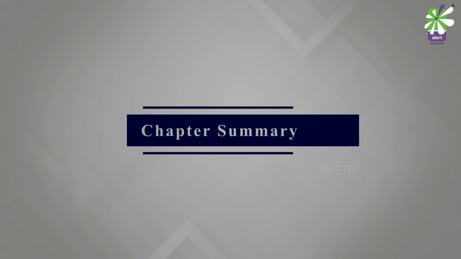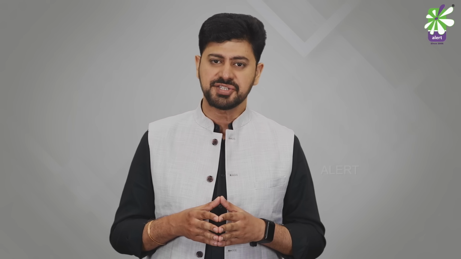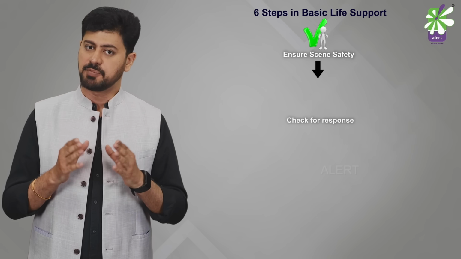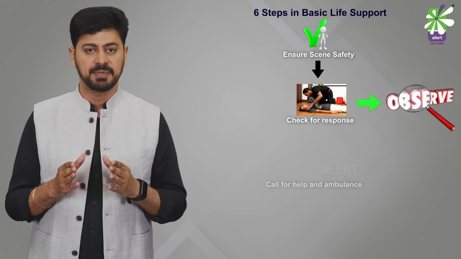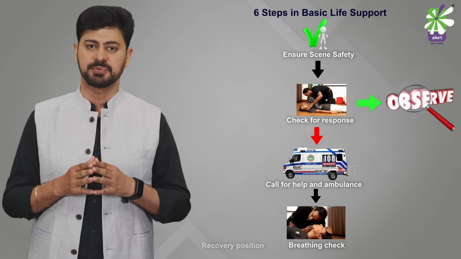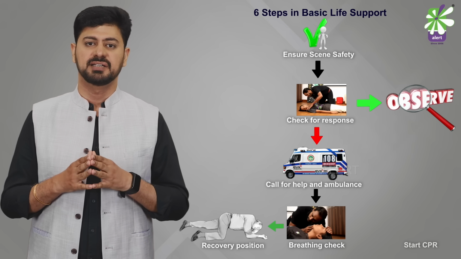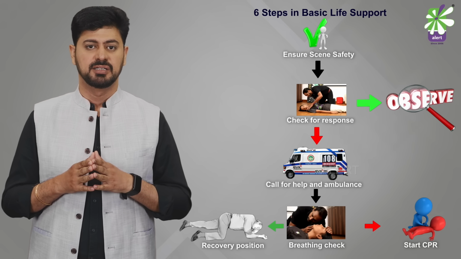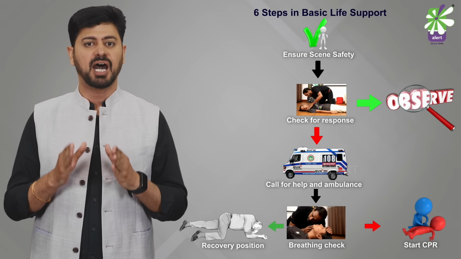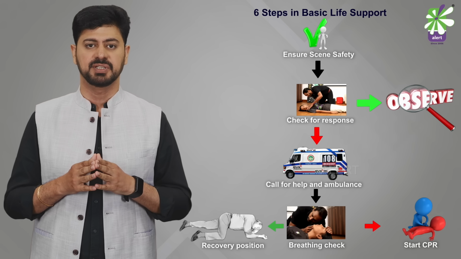Chapter Summary. In this chapter, you have learnt these 6 steps in basic life support, which are: ensure scene safety, check for response, call for help and the ambulance, breathing check and recovery position, CPR if there are no vitals. You also learnt about the benefits of recovery position and how to handle an unconscious victim with fracture.